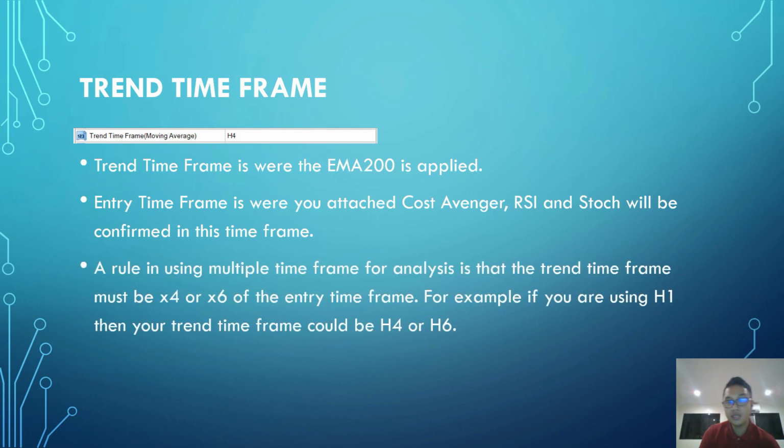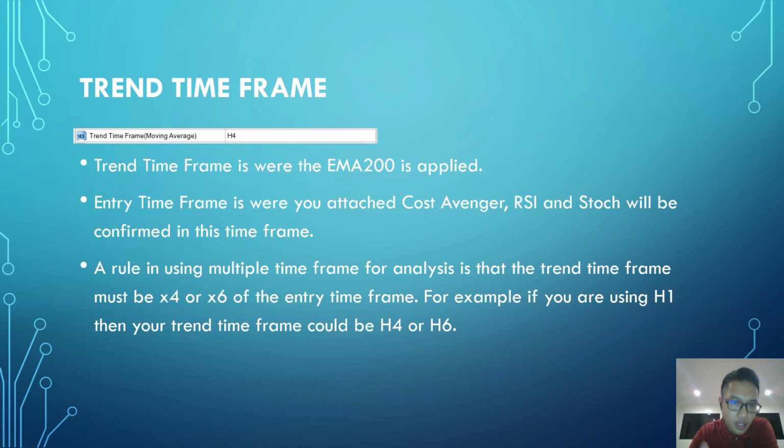Our rule in using multiple time frames for analysis is that the trend time frame must be times 4 or times 6 of the entry time frame. So for example, if you are using H1, then your trend time frame could be H4 or H6. But in MT4, we only have H4. H6 is a non-standard time frame. Some websites offer H6 for analysis, but in MT4, that's H4. So if you are using an entry time frame of H1, then your trend time frame is H4.